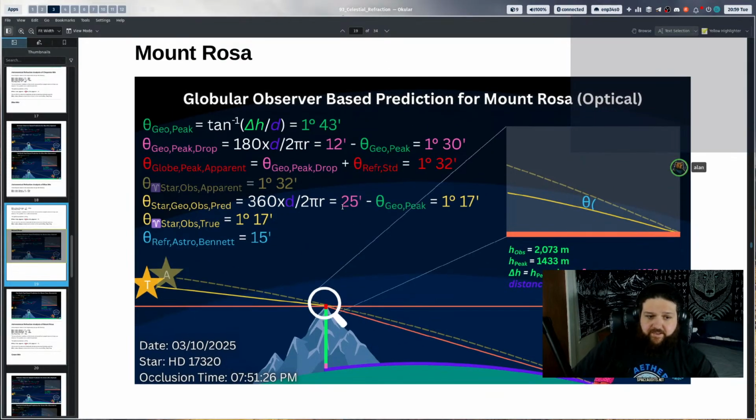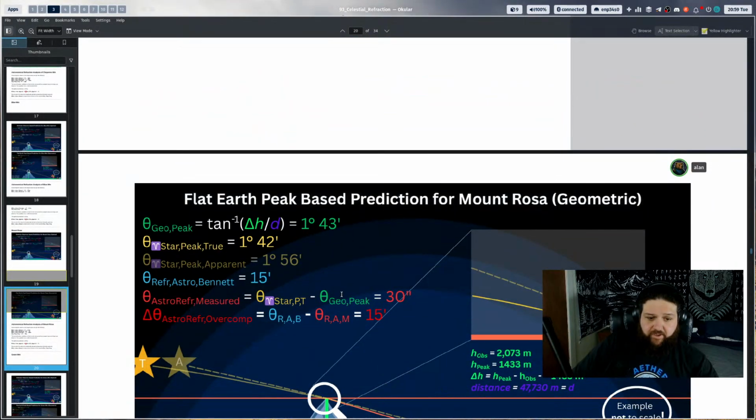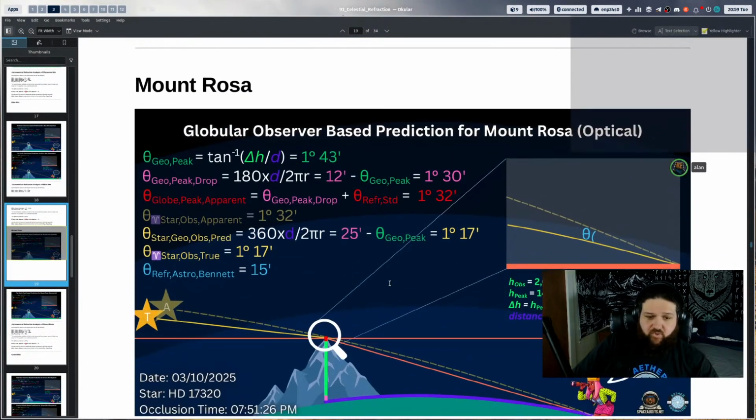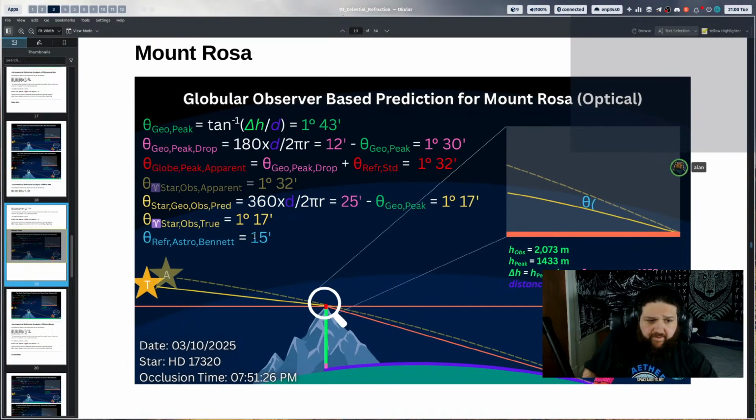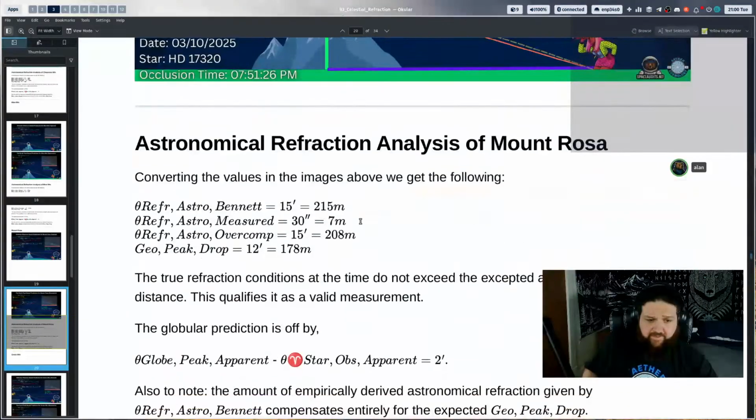And this measurement has an angular separation from the peak of only 30 arc seconds, which is extremely small. So rise over run to the peak gives us 1 degree, 43 arc minutes. For the globe, they predict 12 arc minutes of drop, giving them 130. Refraction gives them 132. Time of occlusion with respect to the observer is 132. And that's adding their 15 arc minutes of refraction. So to see how that affected everything, we're going to go down now.